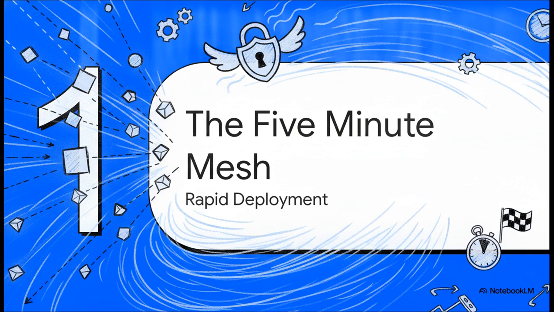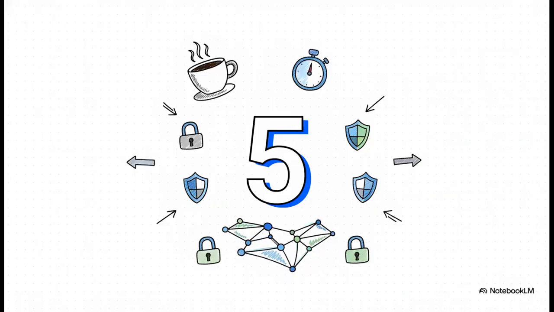Traditional VPN setups can literally take days of frustrating planning and configuration. Our goal today is a completely frictionless deployment. We are putting exactly 5 minutes on the clock for this sprint. We're going to prove that you can go from zero to a fully working encrypted tunnel in the time it takes you to brew a cup of coffee. Seriously, it's the fastest path to a working mesh.